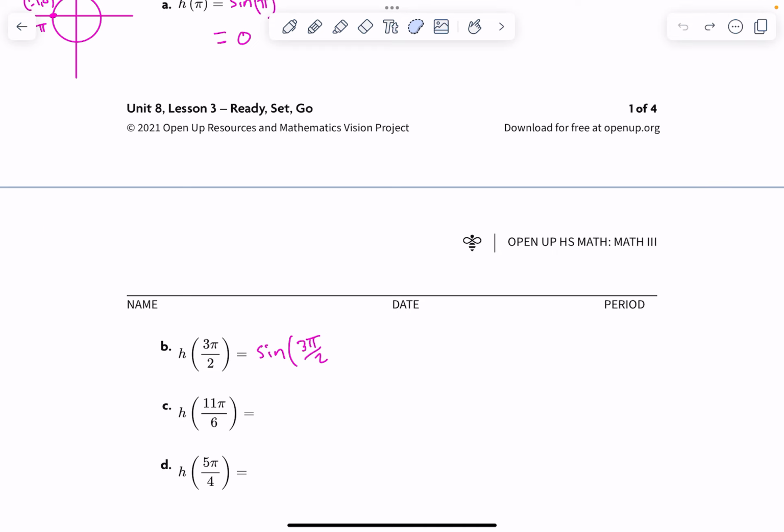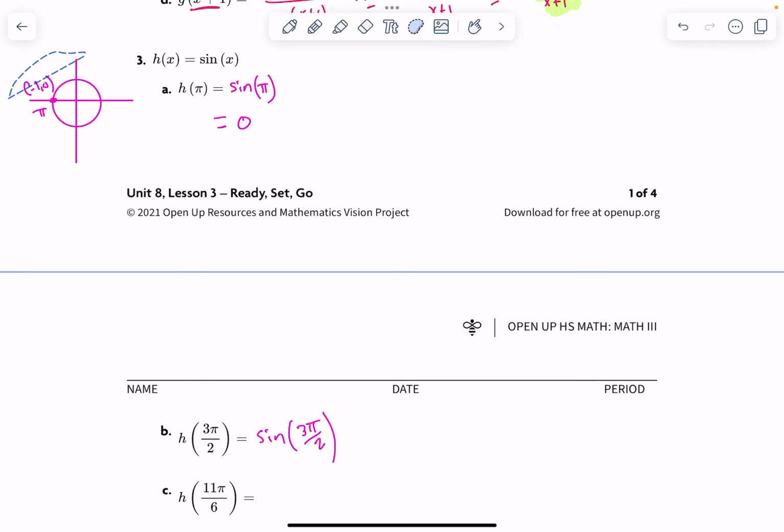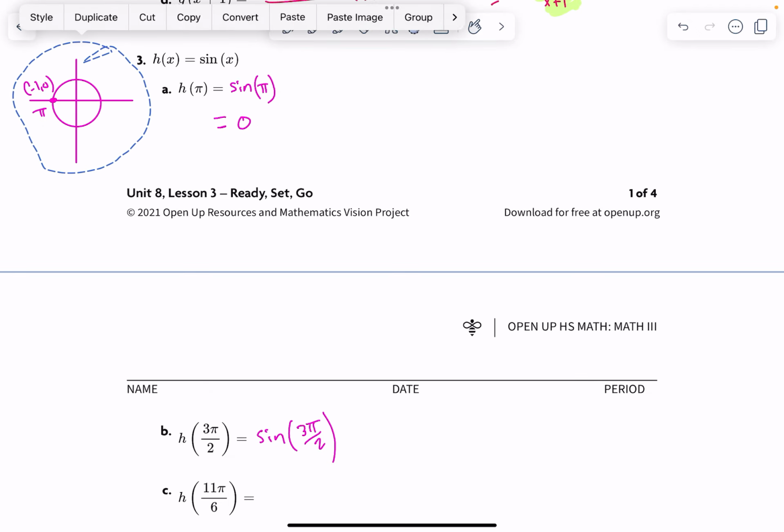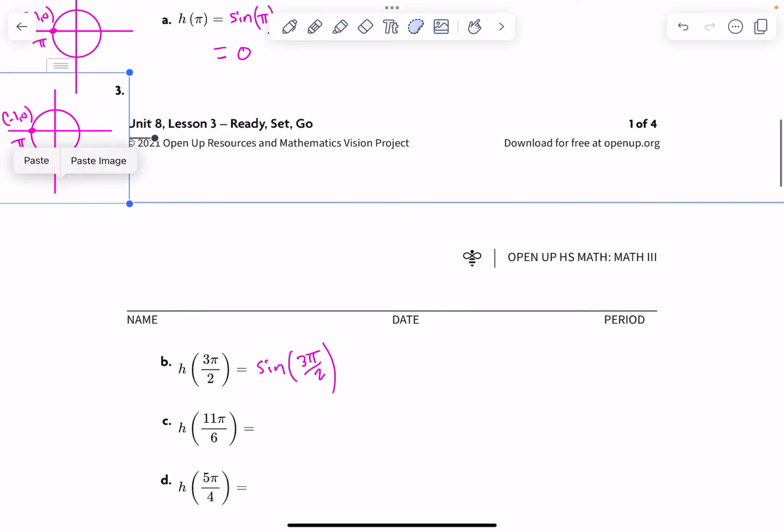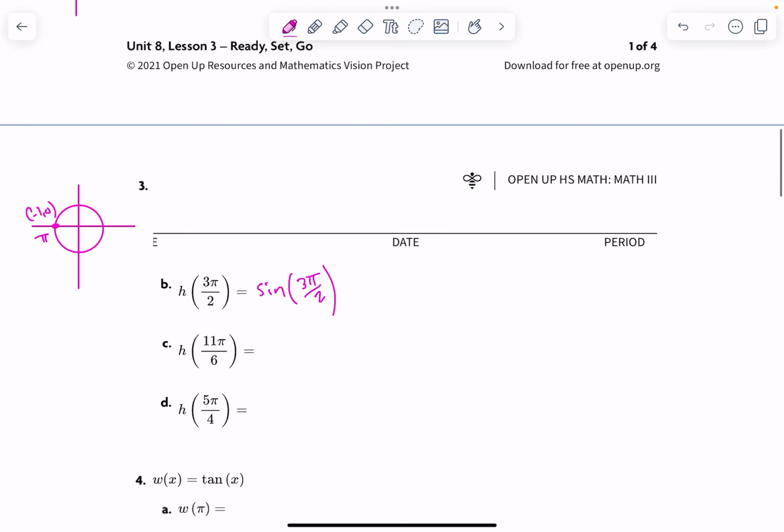What am I doing? Oh my goodness, what is wrong with me today? Okay, so let's just redo this again. Copy. I'm going to paste the image actually.